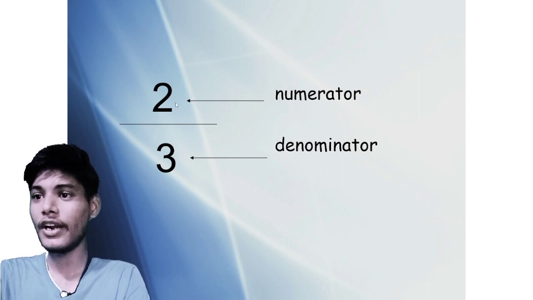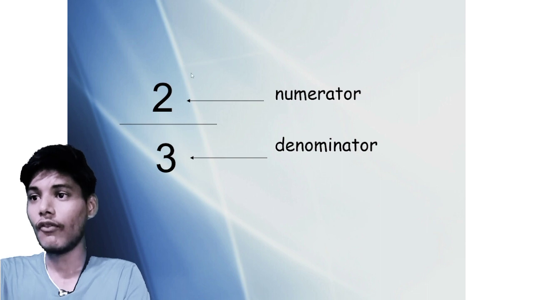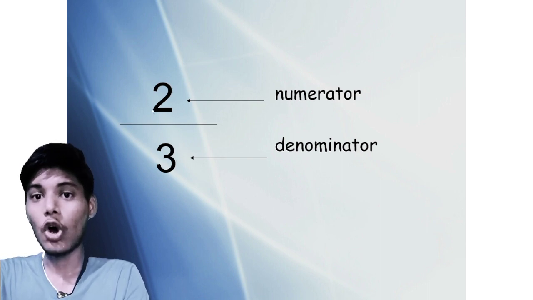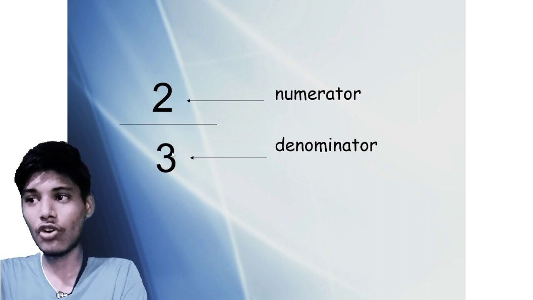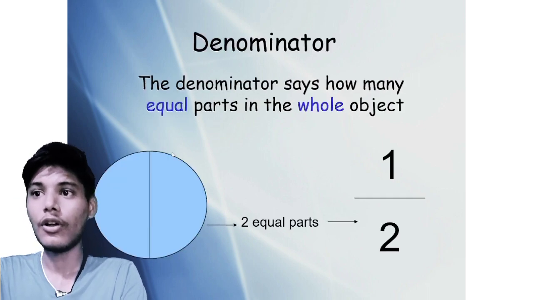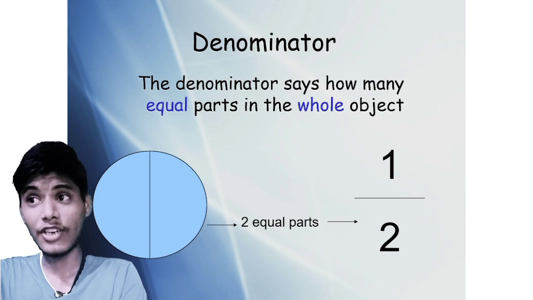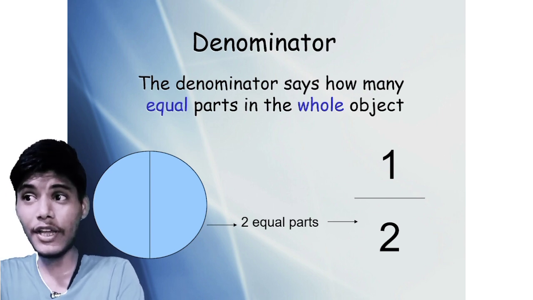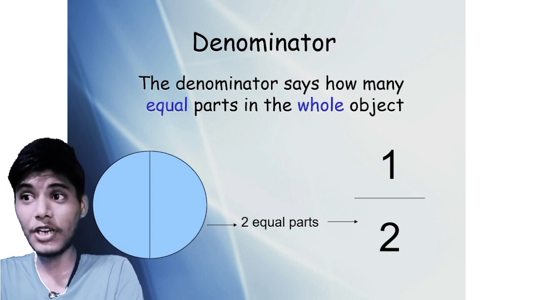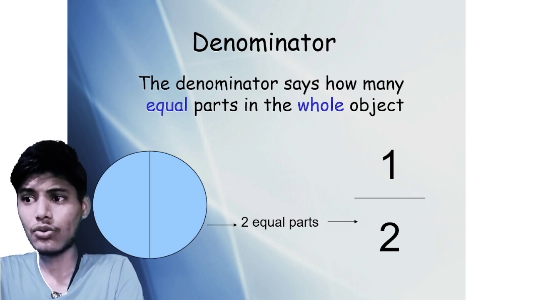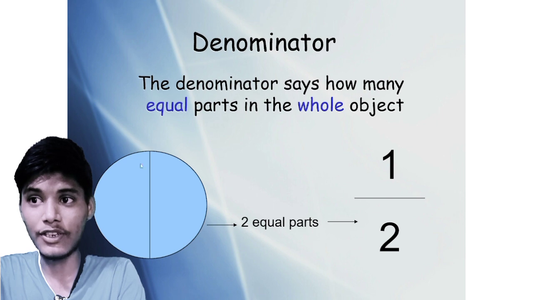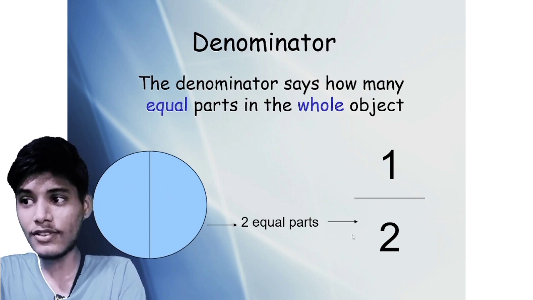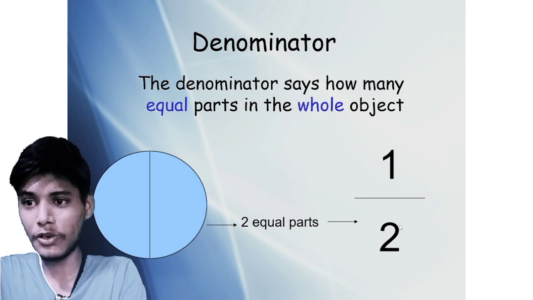2 is the numerator, and 3 is the denominator. The top of the fraction is called the numerator and the bottom of the fraction is called the denominator. Now let's understand what the denominator is. A denominator says how many equal parts are in the whole object. In the circle there are only 2 equal parts, which I divided, 1 and 2. So these 2 equal parts are written at the bottom, which is the denominator.